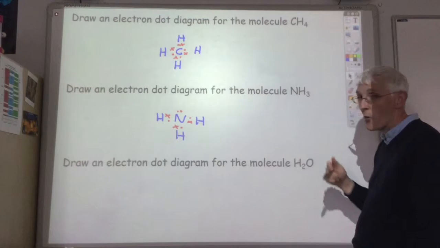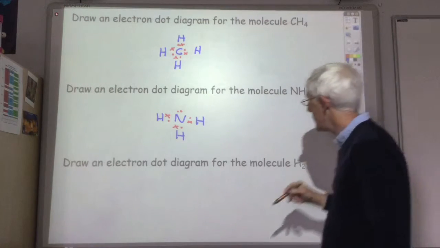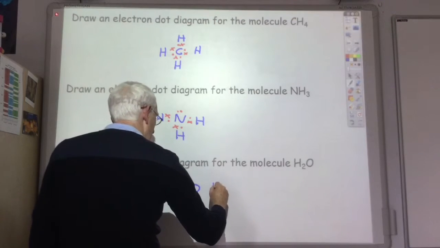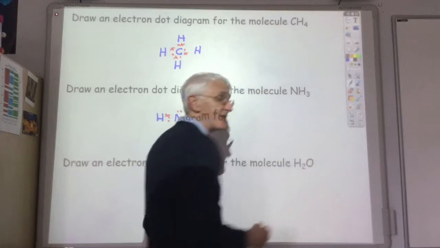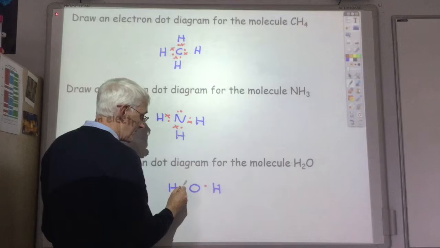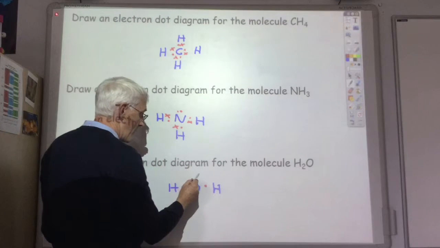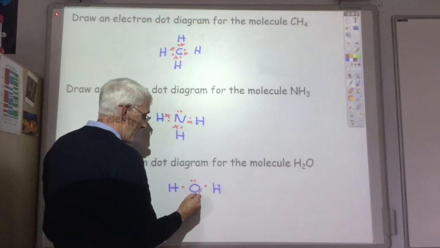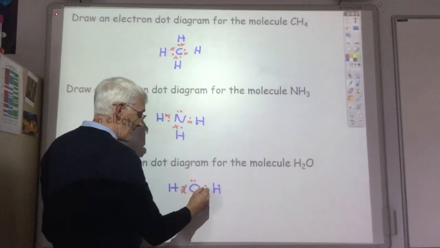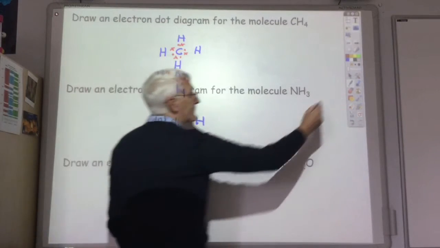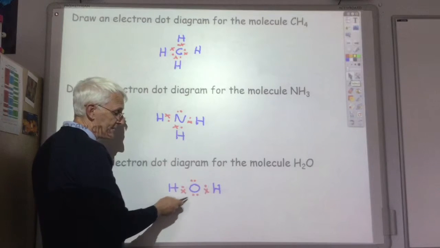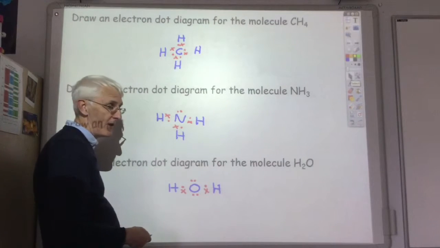Finally, if we do the same for a water molecule, H2O, water has got 6 outer electrons. 1 goes into that covalent bond, 1 goes into that covalent bond, leaving 4. Put 1 pair up there, 1 pair down there. And the hydrogen donates its electron there and there. So in this case, we've got 2 bonding pairs of electrons and 2 non-bonding pairs of electrons.